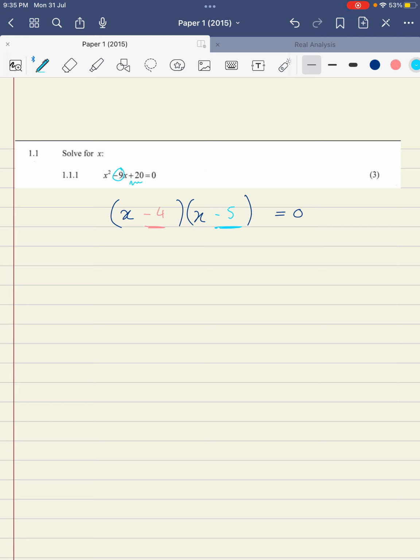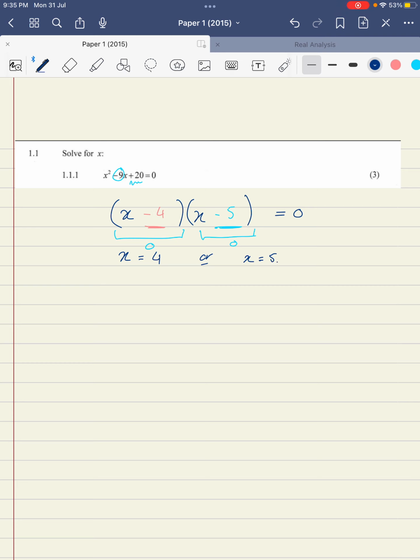Okay, but are we done? No, we're solving for x. So remember that anything times 0 is equal to 0. So that means that this bracket could be 0, or this bracket could be 0. So therefore, for this equation to be valid, x can be equal to 4, because then this term becomes 0, or x is equal to 5.